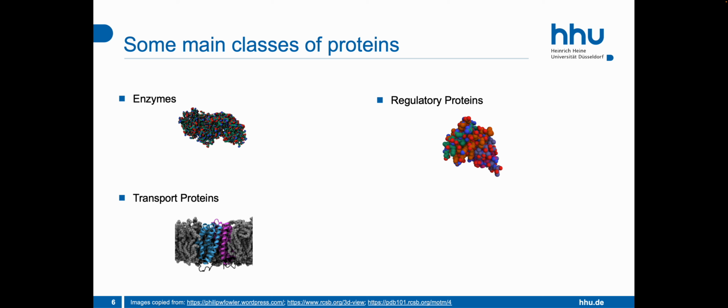The next example is regulatory proteins. These proteins regulate the activity of genes and gene expression to ensure that the right proteins are made at the right time and in the right amounts. In this example, you see the tumor suppressor protein p53, and the task of this protein is, when DNA damage is detected, this protein can stop cell division and activate other proteins that are involved in DNA repair. And the last example of a class of proteins that I will show to you are structural proteins.